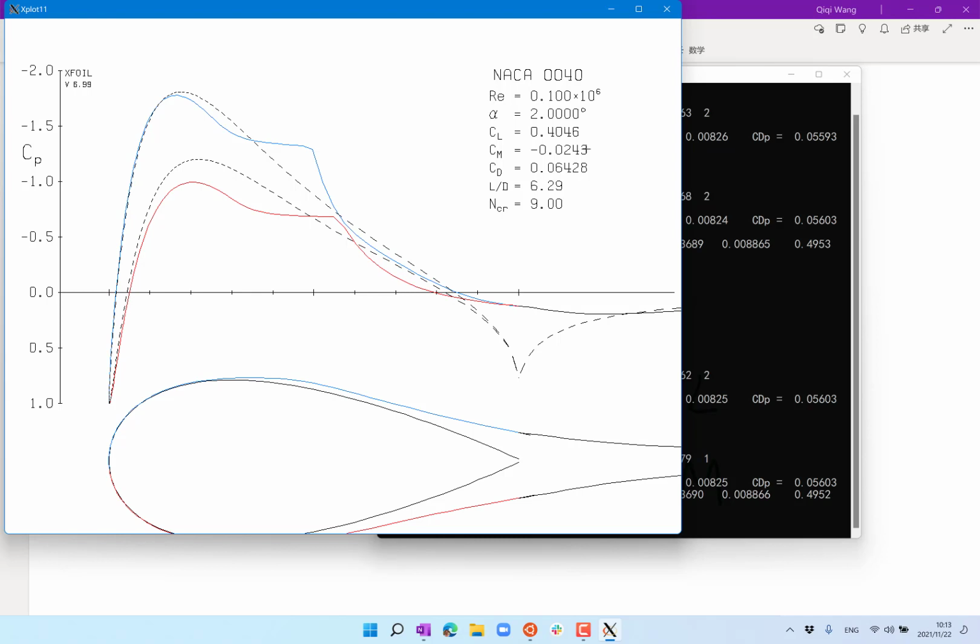Okay, a negative Cm means again it's trying to tilt your nose down. So the center of lift is behind, is downstream of the quarter chord, right? And if you do a division of how much downstream, it's maybe 5% of the chord downstream. So maybe the center of lift is going to be at 30% of the chord. All right. So this kind of thing is going to tell you where the center of lift is.